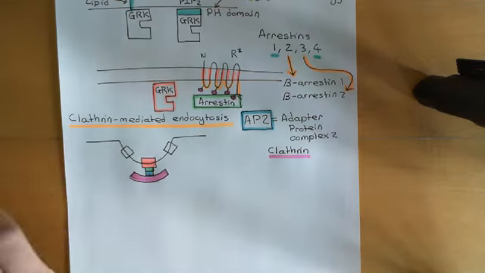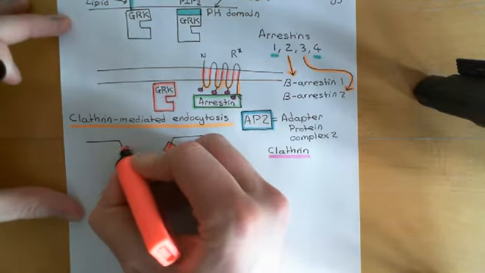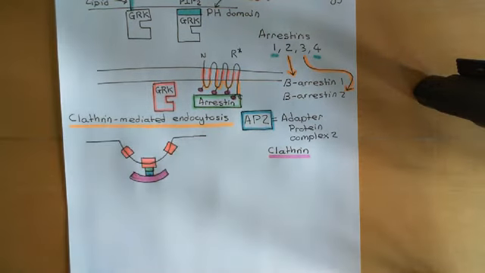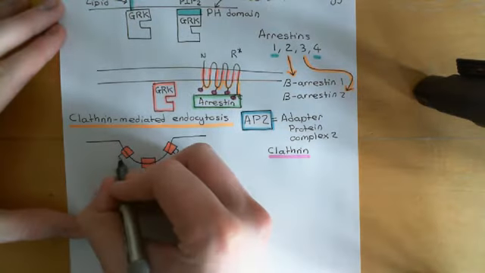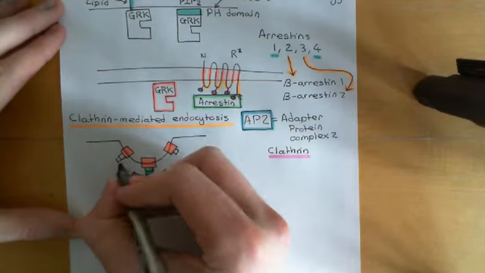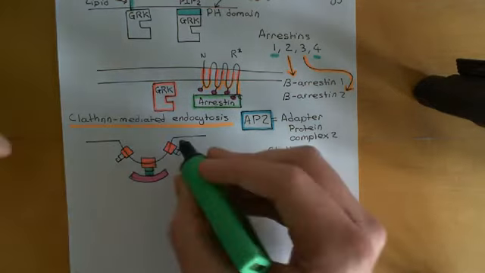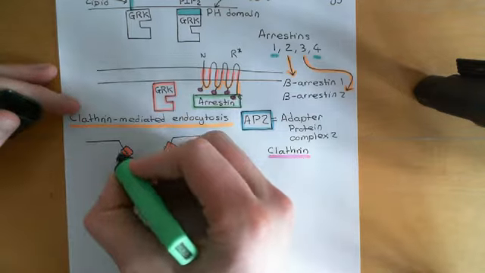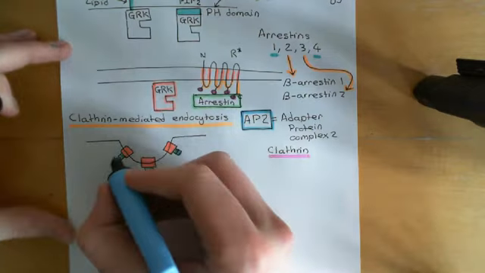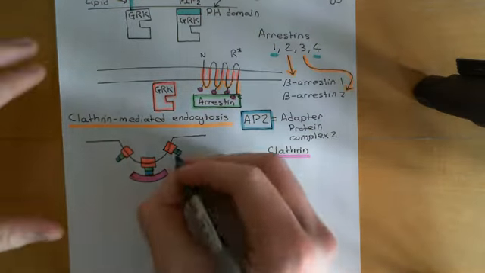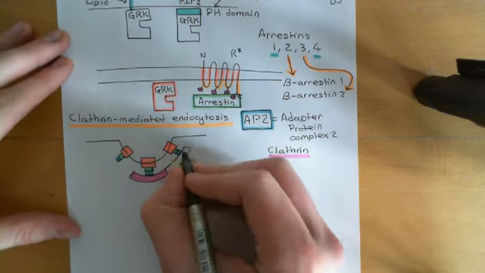Okay, so here are the G protein coupled receptors, which we'll colour in red here. And then they will again also have arrestin molecules underneath them, which will then have adapter protein complex 2 underneath that. So here are the arrestin proteins in green, and then here are the adapter protein complex 2s. And then they will also have clathrin molecules attached.